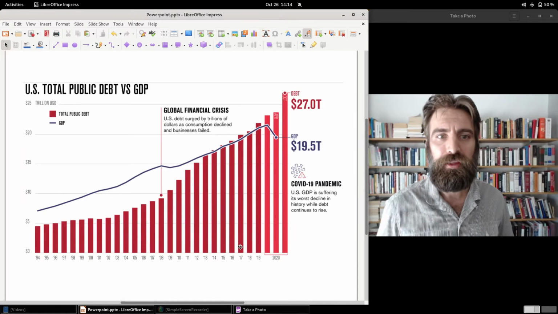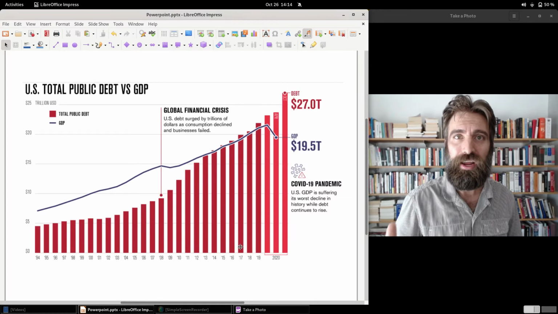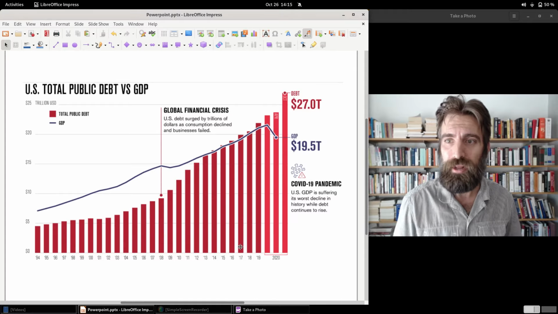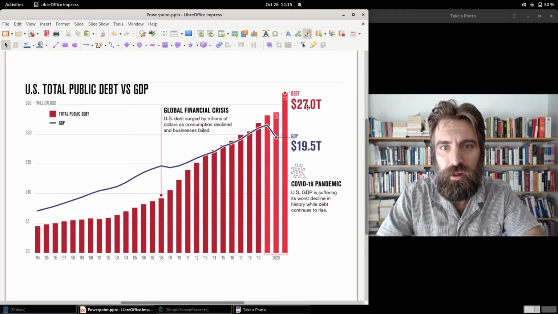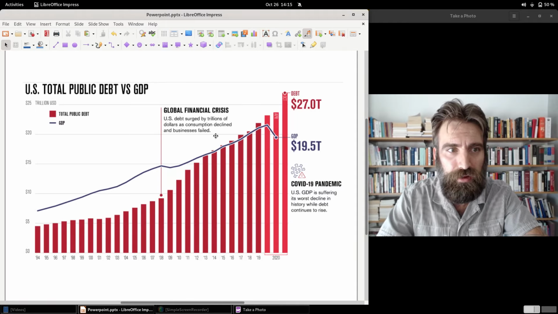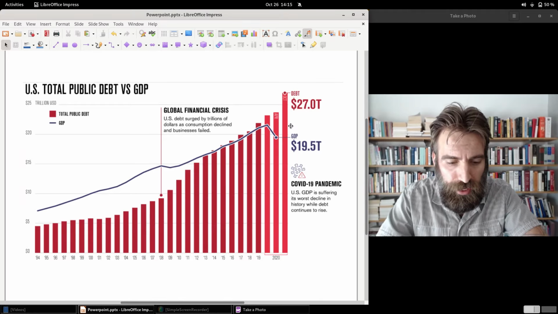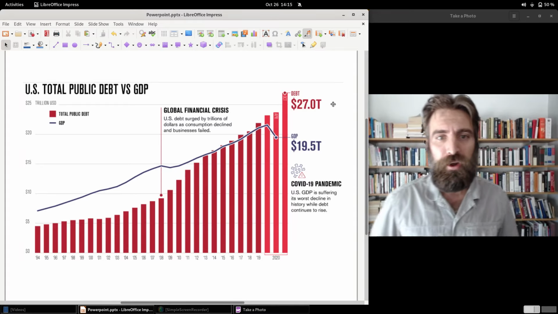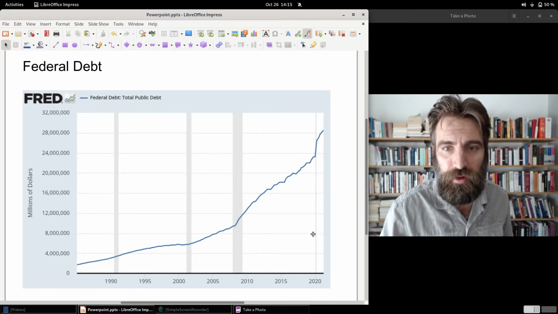Now, the other issue here is federal spending. Federal spending. National debt, and it's actually higher than this right now. This is a slightly older chart, although it goes into 2021. National debt right now is approaching $30 trillion. $30 trillion. Here's another. There we go.